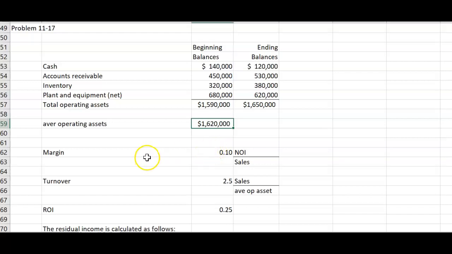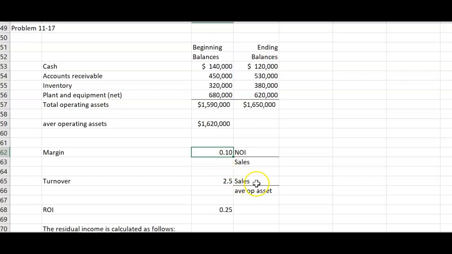Now, in part 2, they ask us to compute the company's margin, turnover, and return on investment. So with the margin, our net operating income is $405,000, and our sales is $4,050,000. So when you divide the net operating income of $405,000 by $4,050,000, your margin is 10%.